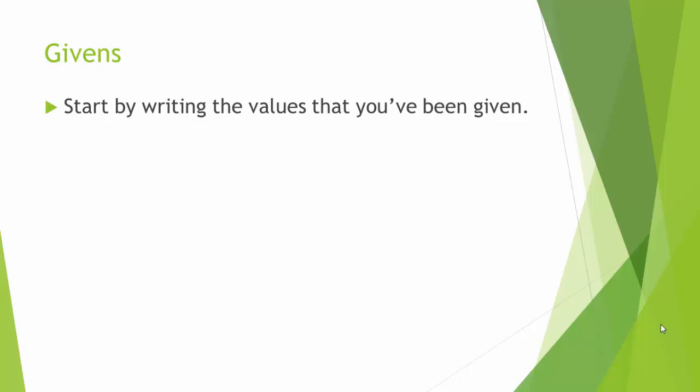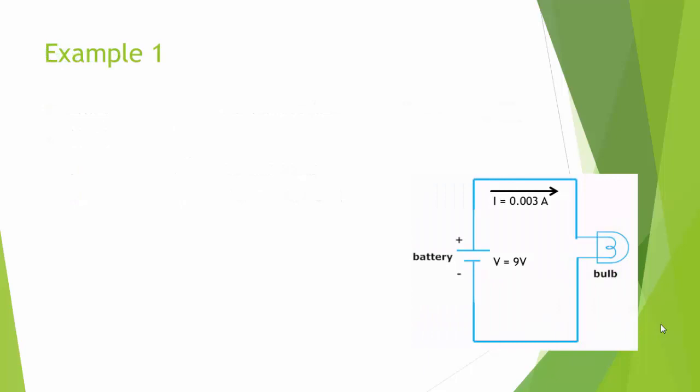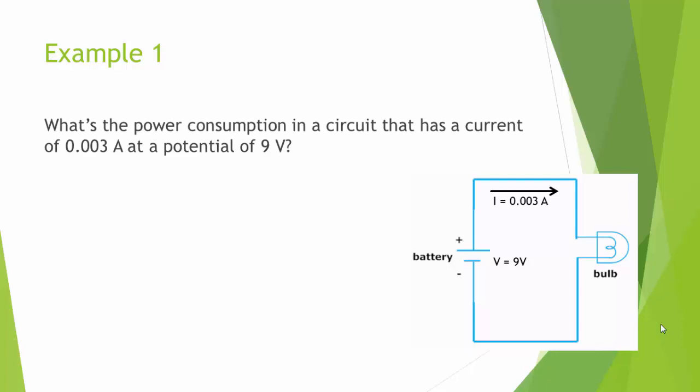So the givens, all we have to do is write the values that were provided in the question itself. We need to be able to assign the correct letters to those things. Writing these down may seem like a waste of time. It's not. It helps you form your thoughts, and it helps you identify the equation that you're going to use to do your calculation. So we're going to use this circuit example on the right-hand side as our illustration of the GESS process.